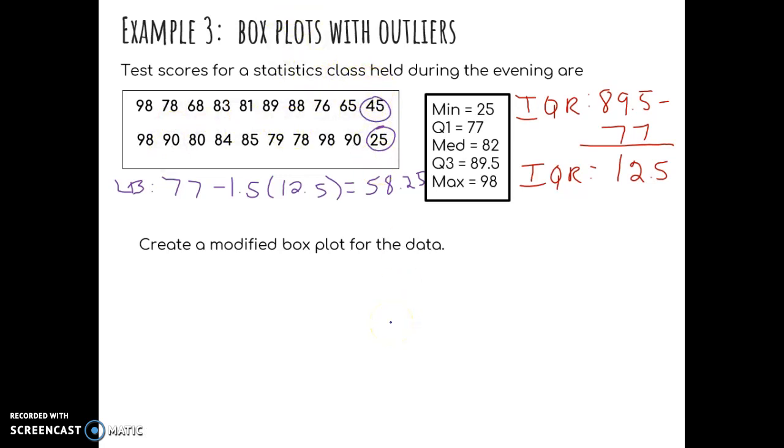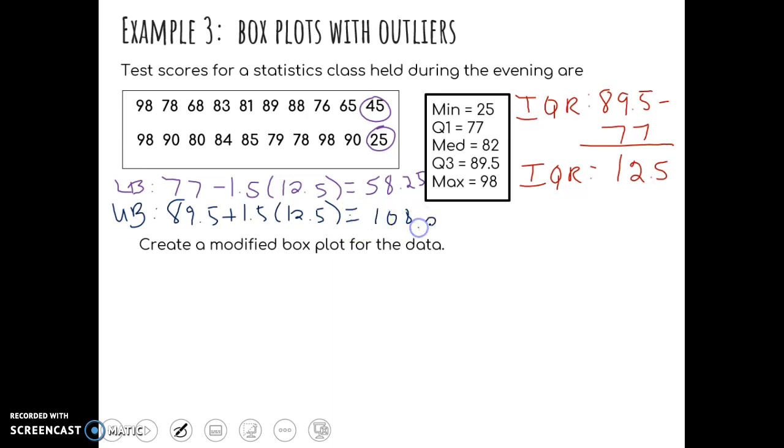Okay, so then for the upper boundary, we do 89.5 plus 1.5 times 12.5. Let's see what we get. 89.5 plus 1.5 times 12.5, and I get 108.25. So that means there are no upper outliers. There's only lower outliers.